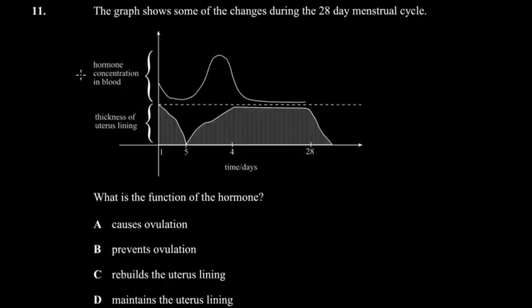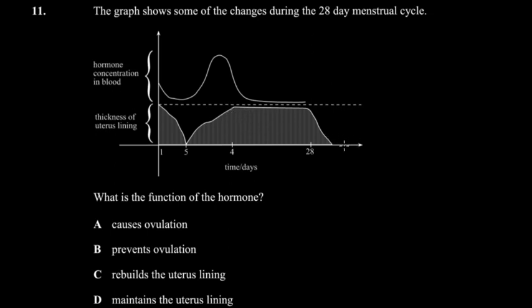Hey guys, let's continue from question 11. It says the diagram shows some of the changes during the 28-day menstrual cycle. So this is the menstrual cycle. This is the uterus lining. The greater the lining here, the greater the thickness. In other words, this length going upwards is measuring the thickness of the uterus lining.